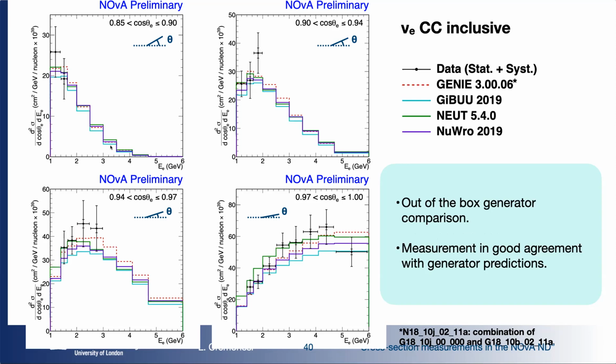And then we can perform the same exercise in which we compare it to other generators. Again, in more recent versions of GENIE, then GiBUU, NEUT, and NuWro. And we can see pretty good agreement pretty much everywhere in this case. But if you notice, these are wider bins, and so it's not too surprising that we actually see this level of agreement.